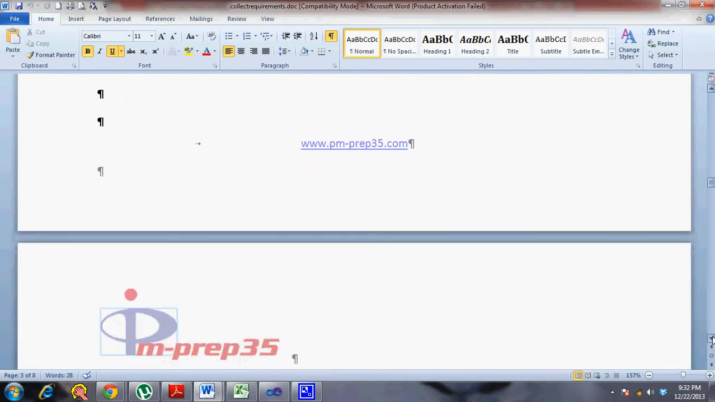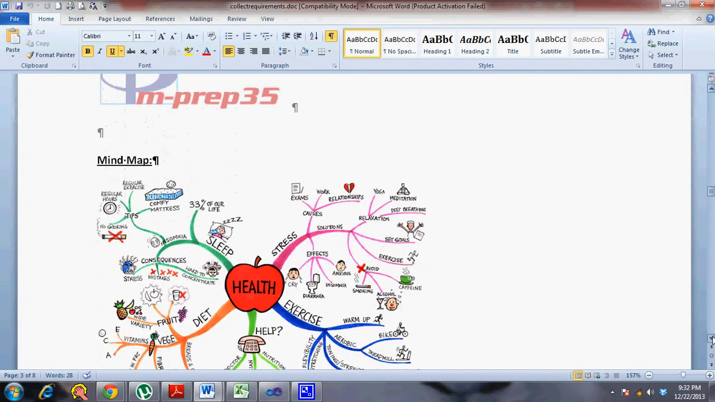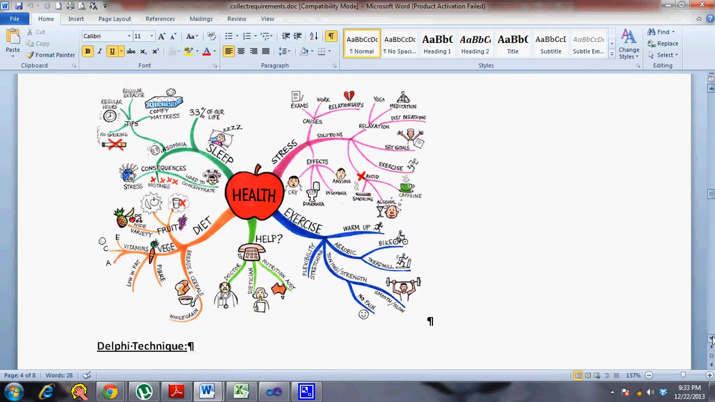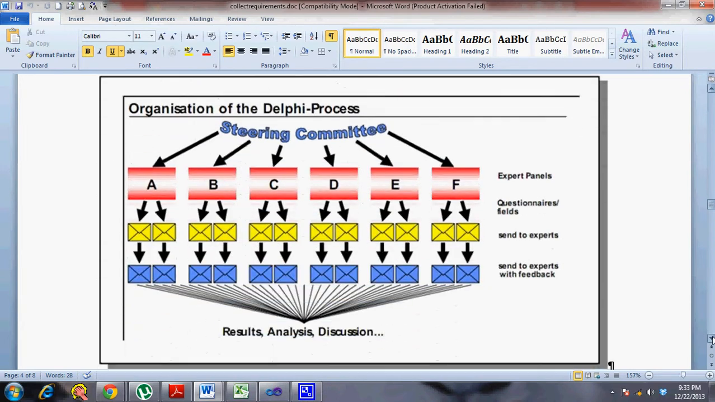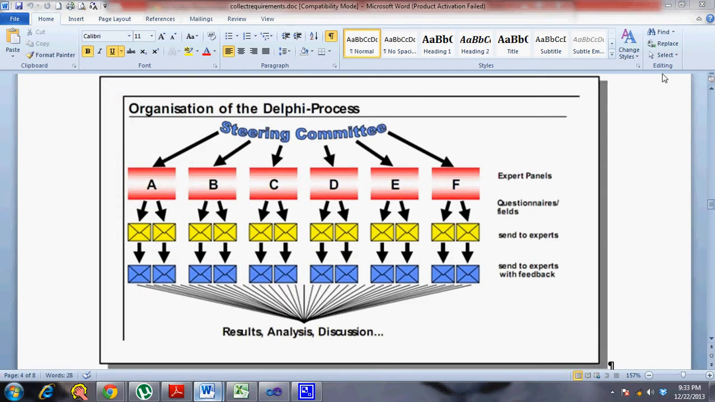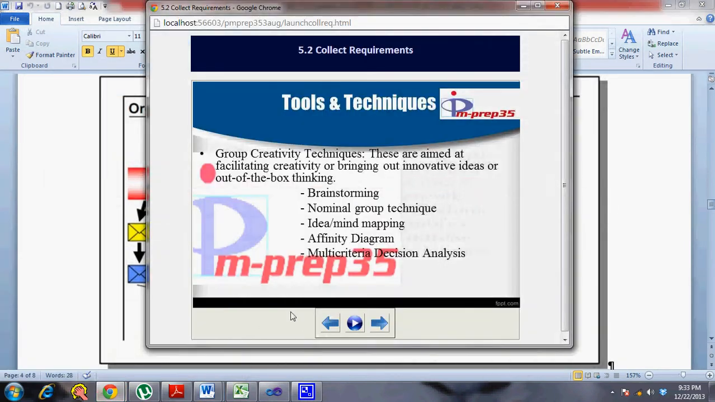Apart from that, you have mind mapping. The mind map is more like you do a brainstorming session. There are different ideas, common ideas. You put all that in one map, and you get to know what are the commonalities, what are the differences. So you have one place to look at things. So these are some of the important techniques when you collect requirements using group creativity techniques.